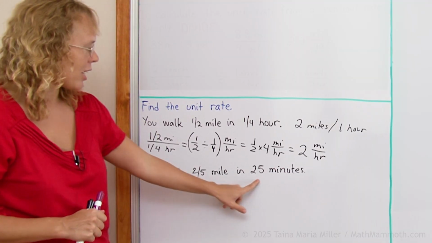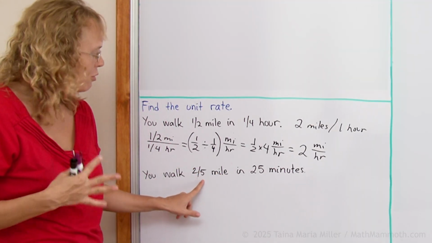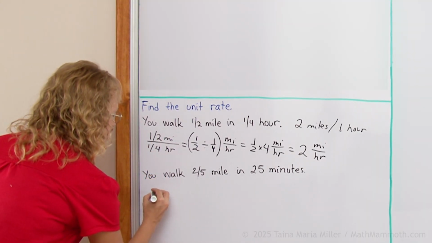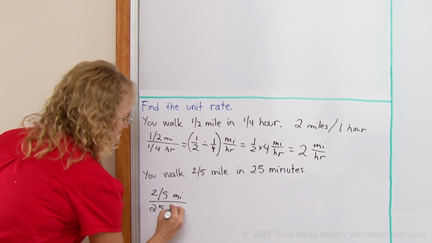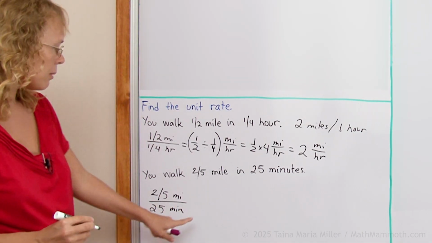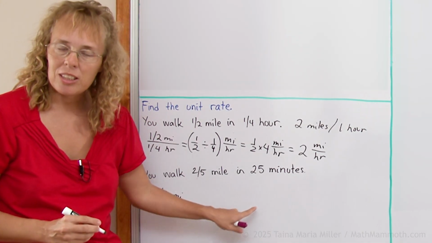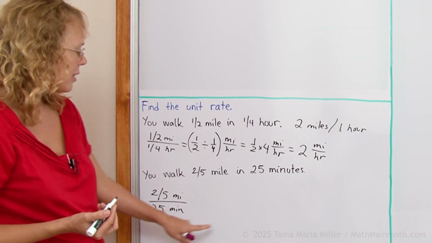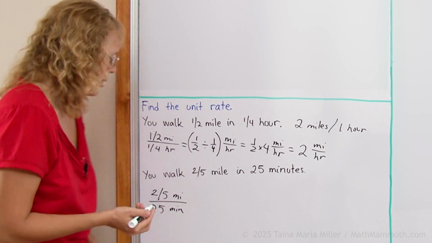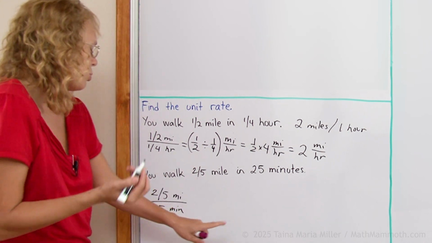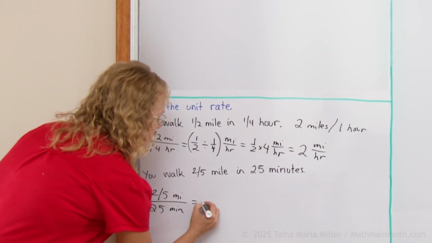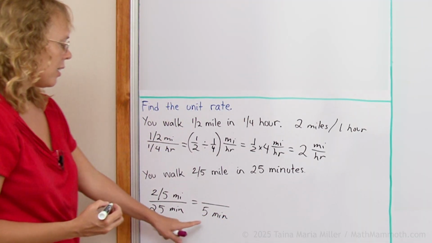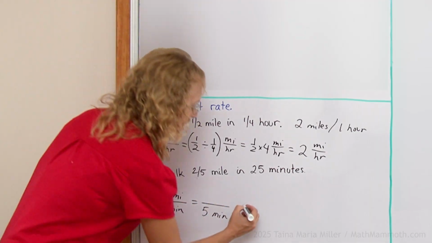Another one, we have a fractional part of an hour. You walk 2/5 of a mile in 25 minutes. Let me show you how to solve this one. Let's write the rate here. My goal is to get to so many miles per 1 hour, or 60 minutes. But 25 minutes doesn't go evenly to 60 minutes. I cannot therefore simply multiply this by 2 or something easy like that. But what I will do is find the rate per 5 minutes first. And then from there I go to the 60 minutes.